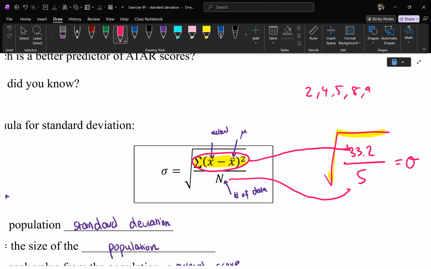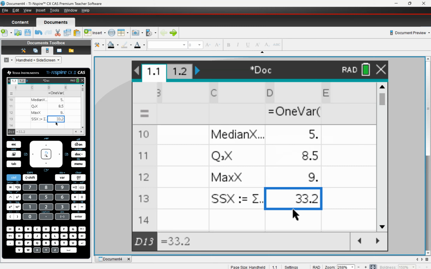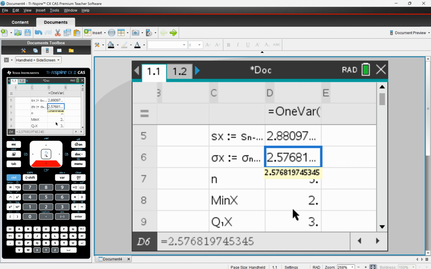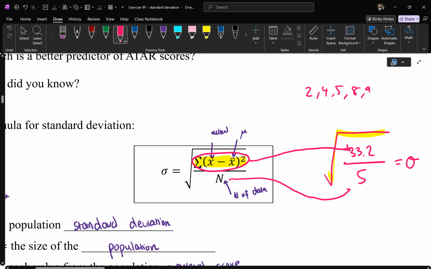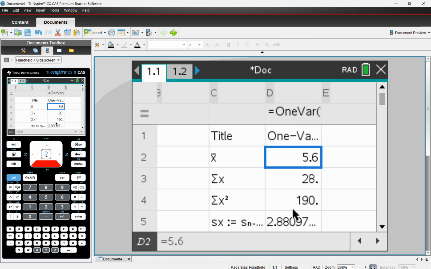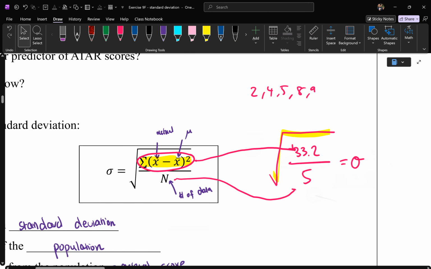Okay, so I'm showing you if you were to do it by hand, that's how it would look like. This is what the CAS will spit out. So you just need to know this one, 2.57. Okay, if you want to break it even further, to do it actually by hand, the mean was 5.6. If you want to do it by hand, how did they get 33.2?